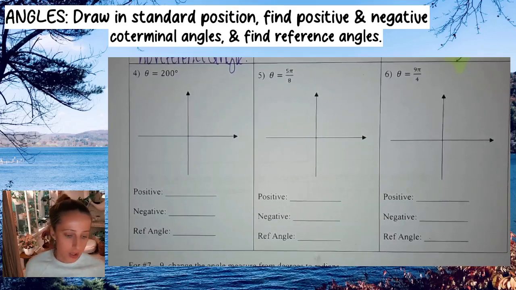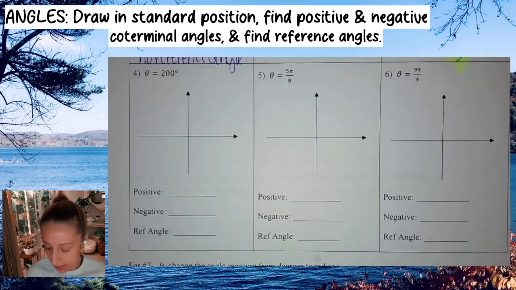Hey everybody, in this video we are going to continue where we left off in the most recent video. We are drawing angles in standard position, both degrees and radians. We are finding positive coterminal angles, negative coterminal angles, and reference angles.